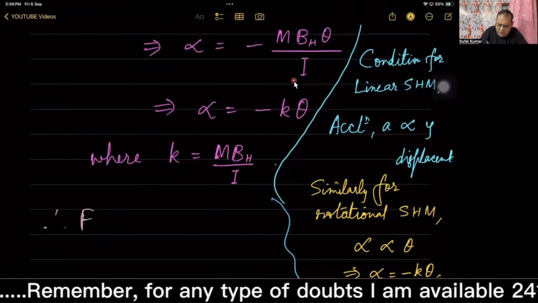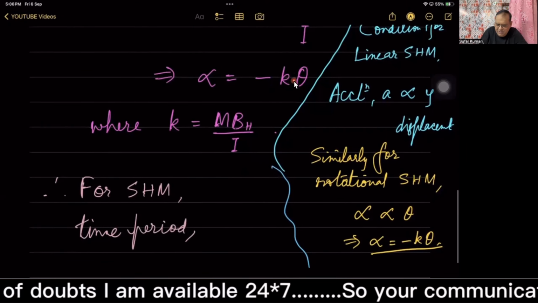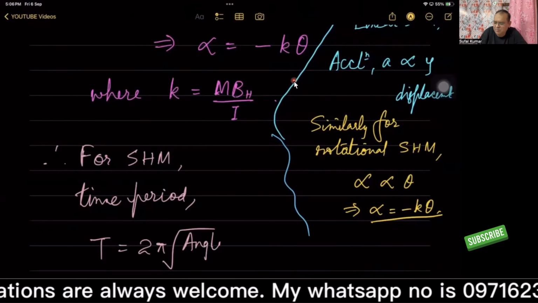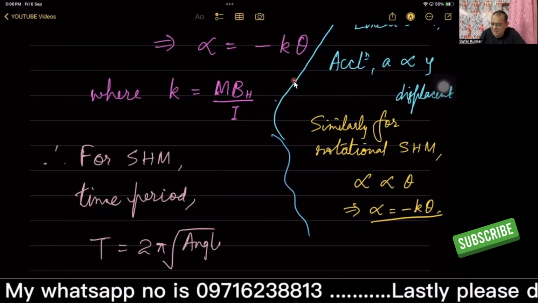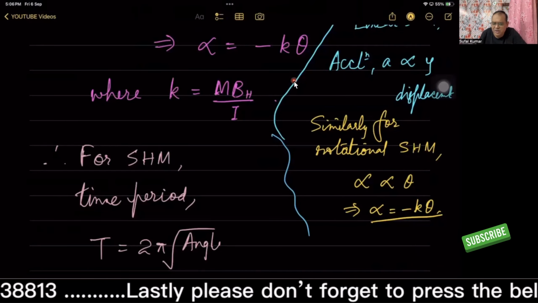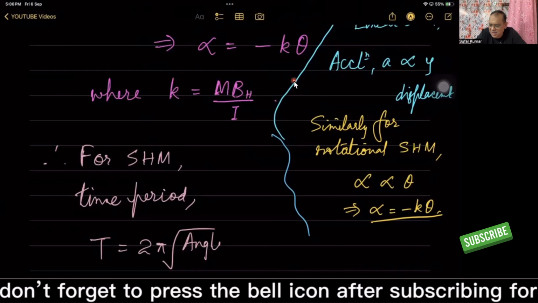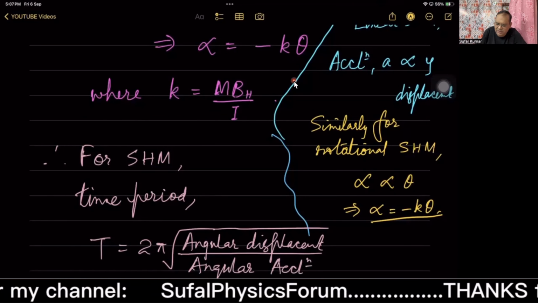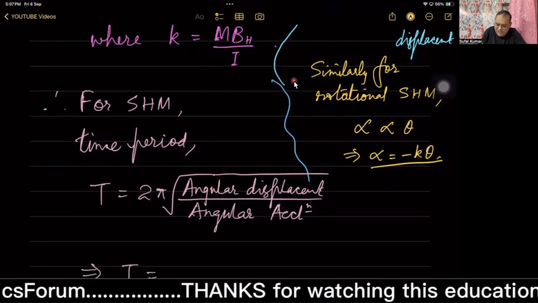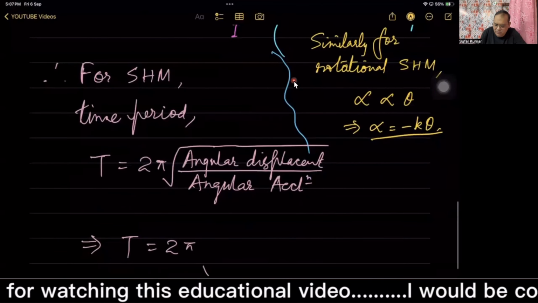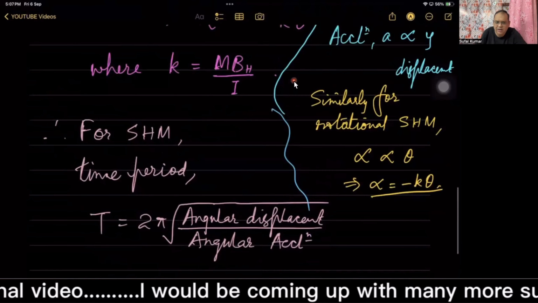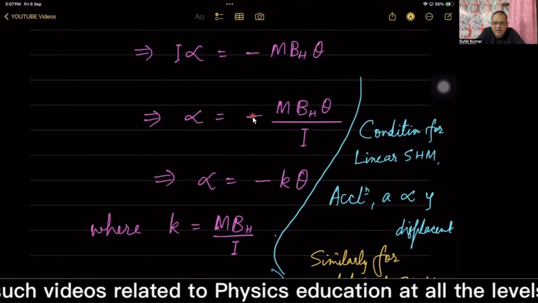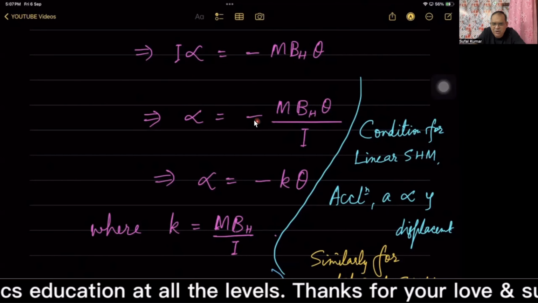And therefore, for SHM the time period T is 2 pi root under displacement by acceleration, because for linear we used to have T is equal to 2 pi root under y by a. Now for angular SHM, it is angular displacement upon angular acceleration. Angular displacement is always theta. It implies that T is 2 pi root under theta upon mBH theta by I. For the root, we'll be ignoring this negative.